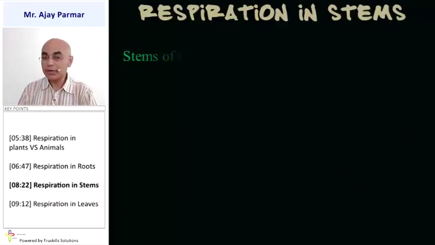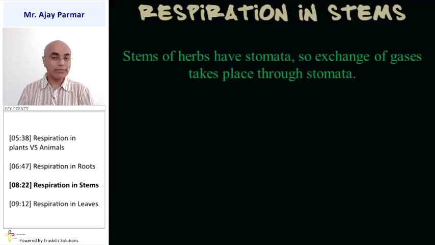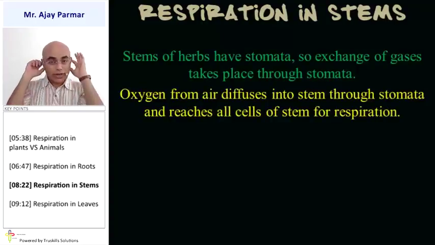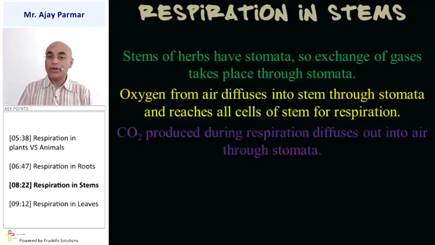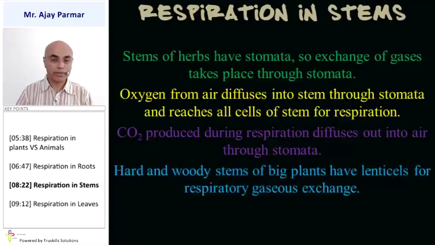When we understand respiration in stems, the stems of herbs have stomata. So the exchange of gases takes place through stomata. We know the structure of stomata: two guard cells with a pore-like structure in between them. Oxygen from the air diffuses into the stem through the stomata, then reaches the cells for respiration. Whereas the carbon dioxide produced by these cells will once again go towards the stomata. The stomata open up, and carbon dioxide will be given out through them.